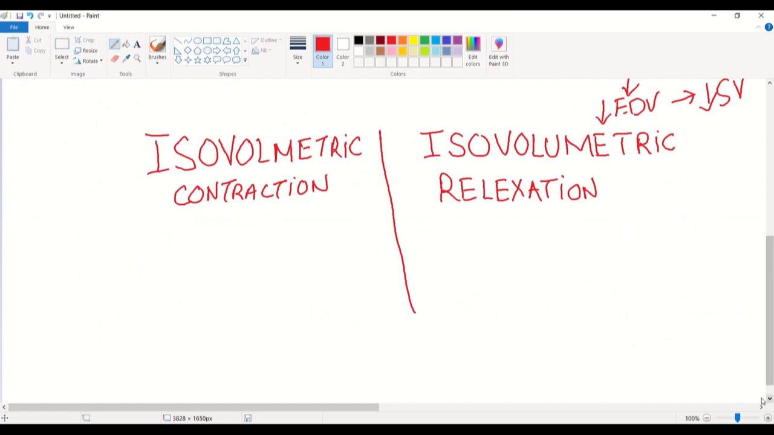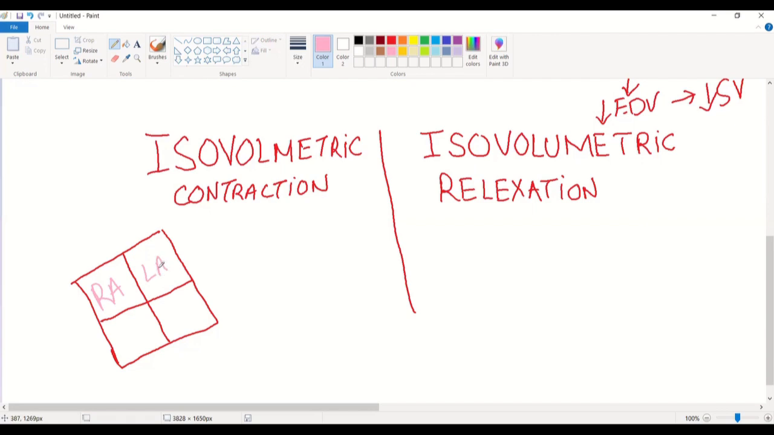Okay. So this is again isovolumetric contraction and isovolumetric relaxation. This is again the basics, a revision. If this is a heart, I am not good at drawing, right? So this is the right atrium, this is the left atrium, this is the right ventricle, and this is the left ventricle. The upper chambers are atria, the lower chambers are the ventricles.